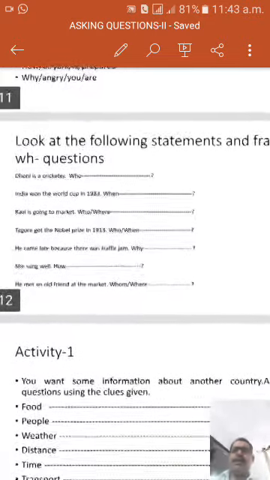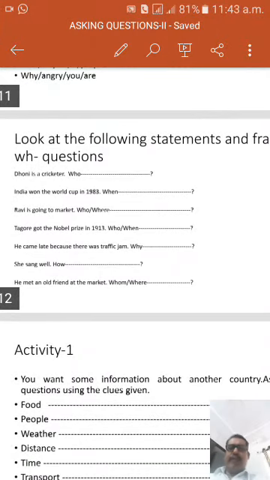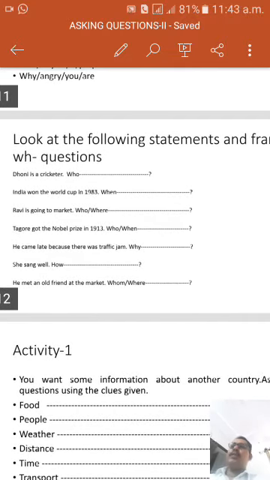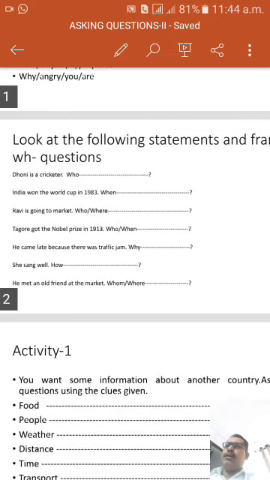In the next slide we converted statements into WH questions like: Who is Dhoni? When did India win the World Cup? Where is Ravi going? Who is going to the market? Who got the Nobel Prize in 1913? When did Tagore get the Nobel Prize? Why did he come late? How did she sing? Whom did he meet at the market? Where did he meet an old friend?